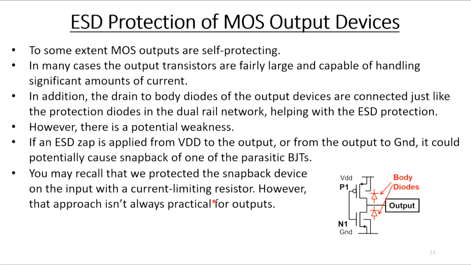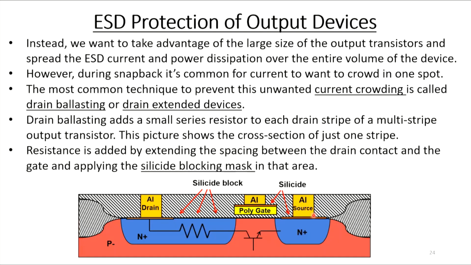On the input, we protected that snapback device by adding a current limiting resistor. But this is an output pin. We really can't add a whole lot of current limiting resistance on an output because it's an output. So instead, we want to take advantage of the large size of the output transistor, and spread that ESD current and that power dissipation over the entire volume of the device.